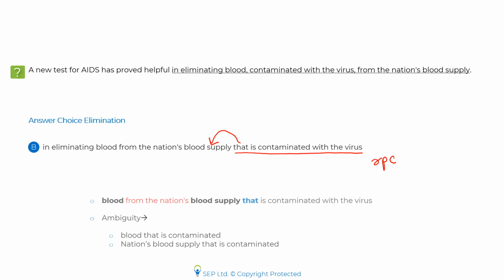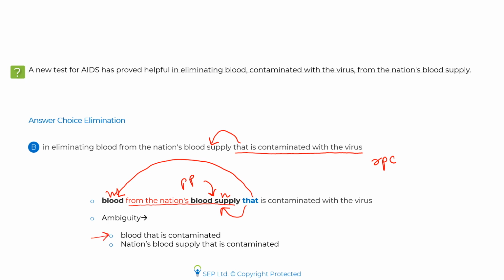What do we really have here? We have eliminating blood from the nation's blood supply. Now from the nation's blood supply is a prepositional phrase which ends in a noun, and you have another noun at the head of that phrase. Technically speaking, this that can refer to the nearest noun. It can also jump over the prepositional phrase to refer to the head noun. However, it cannot refer to both at the same time. This construction is creating an ambiguity. Alright, what is that ambiguity?